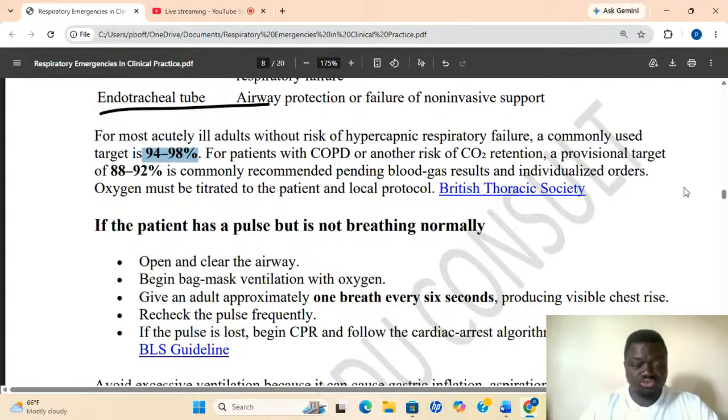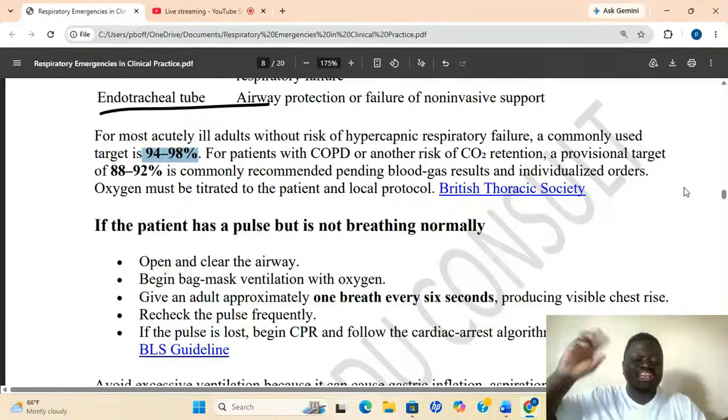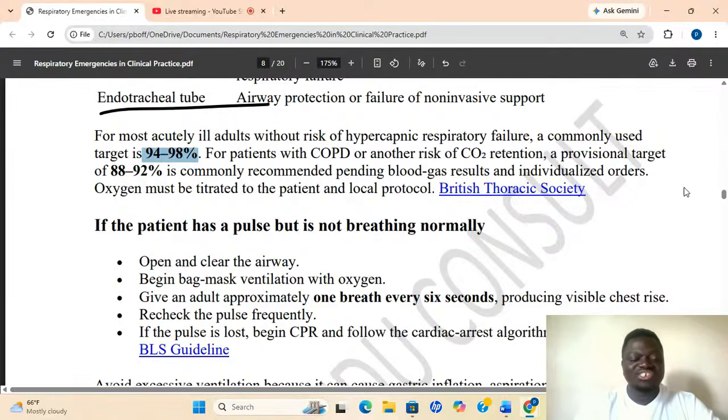So these are the things you should know. Don't go and open oxygen wide, trying to concentrate a lot of oxygen in a COPD crisis. You knock off the hypoxic drive.